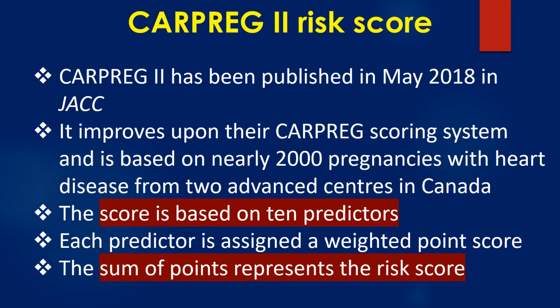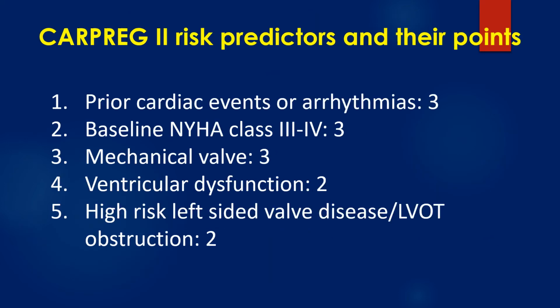CARPREG II has been published in May 2018 in the Journal of the American College of Cardiology. It improves upon the CARPREG scoring system and is based on nearly 2000 pregnancies with heart disease from 2 advanced centers in Canada. The score is based on 10 predictors. Each predictor is assigned a weighted point score. The sum of points represents the score. CARPREG II risk predictors and their points are as follows.